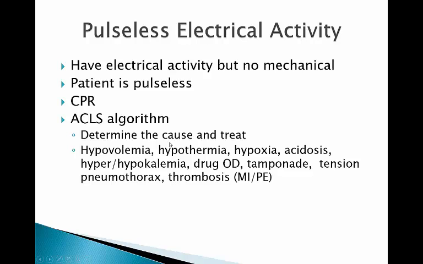ACLS. So here are the causes and treatments. Usually it's the H's and T's, okay? Hypovolemia, hypothermia, hypoxia. Acidosis, which is H or hydrogen ions. Okay? Hyper or hypokalemia. Drug overdose, so that would be your toxicity. Okay? Tamponade, tension pneumothorax, or thrombosis. Okay, so those are your H's and T's. So we try to treat that. That's usually the only way we can save them, but quite frankly, once they have PEA, they're usually not savable, quite frankly.